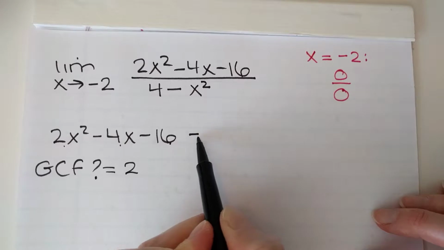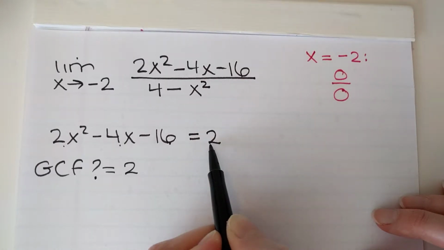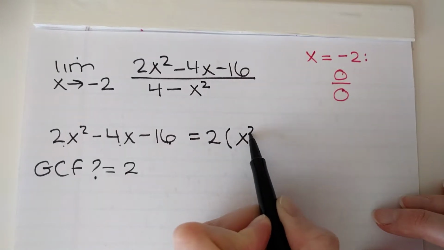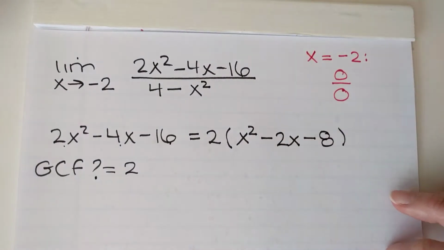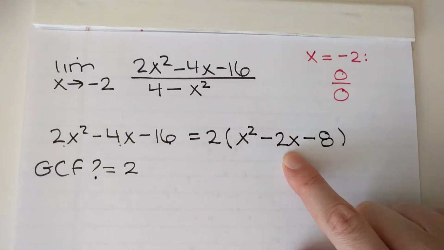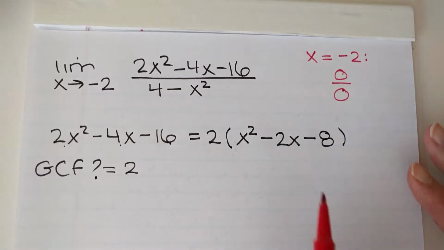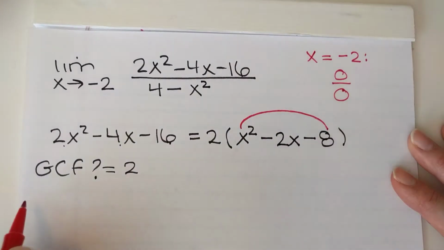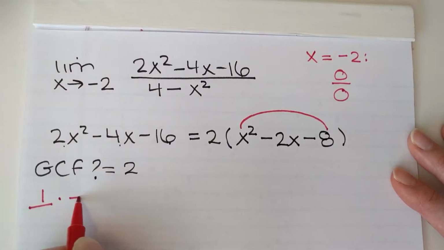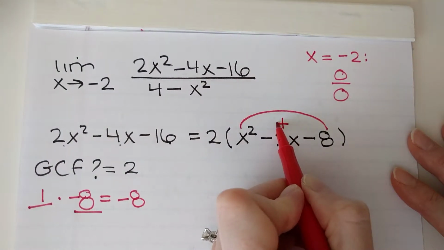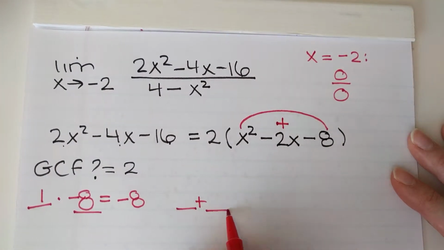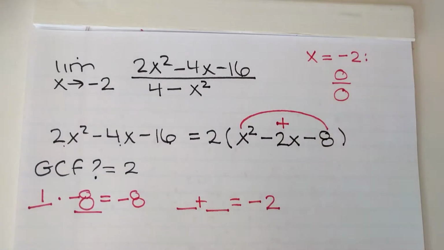So we would want to start our factorization by taking out the 2, and then we would have x squared minus 2x minus 8. Now we need to factor or try to factor the resulting trinomial. So to do that, we would think about the factors of 1 times -8. So that, of course, gives us -8. And we need them to sum to give us -2. So we need two numbers that multiply together to give us -8 and that add together to give us -2.